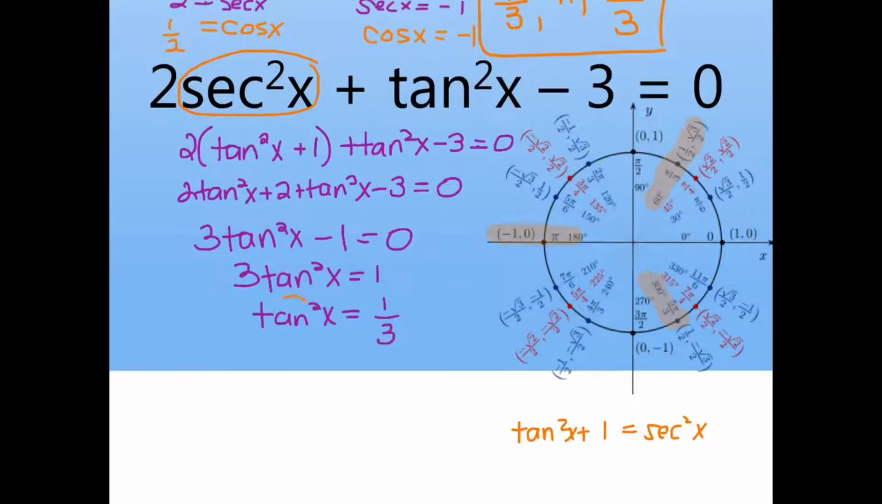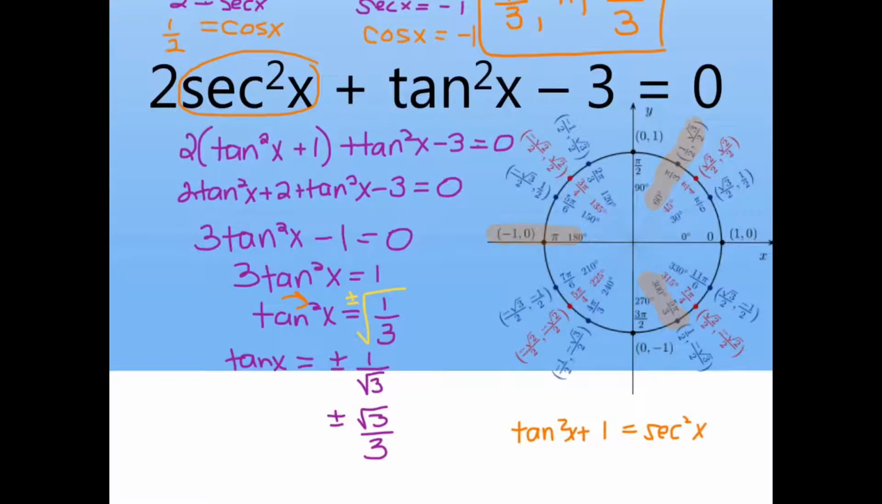So the squared on the inside, when I go to square root it, I'm square rooting the function, but of course you have to do the plus and minus. So I'm looking for where the tangent of x equals plus and minus the square root of 1, which is 1, over the square root of 3, and that gets rationalized to square root 3 over 3.